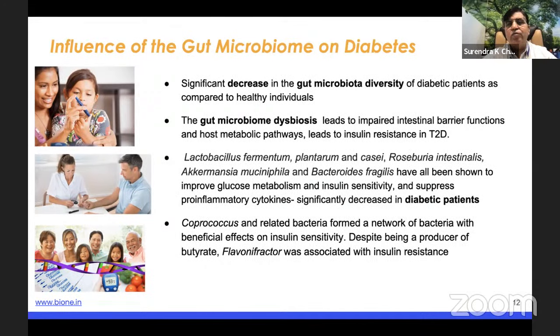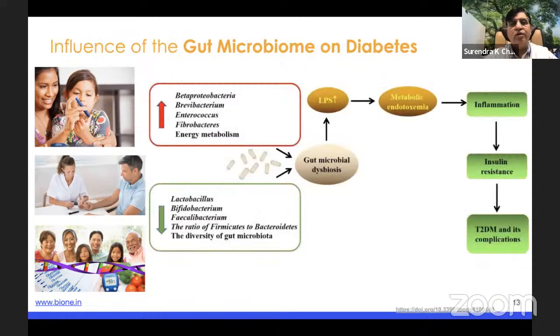There are bacteria like Lactobacillus fermentum, plantarum, casei, Roseburia, Akkermansia, and Bacteroides that have all shown impact on improving glucose metabolism and insulin sensitivity, and they also suppress pro-inflammatory cytokines significantly in diabetic patients. But if these bacteria decrease in the gut and other bacteria like Coprococcus increase, then insulin sensitivity decreases. And Flavonifractor is directly related to insulin resistance.